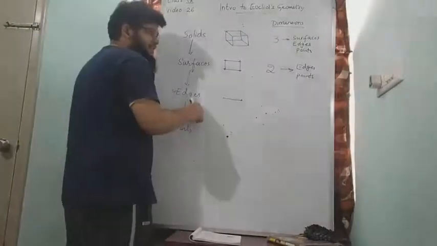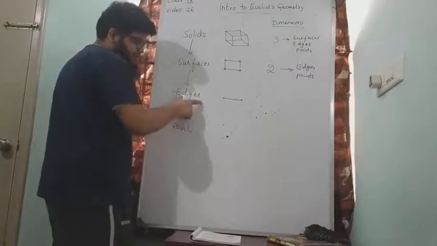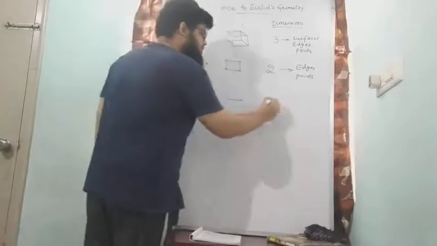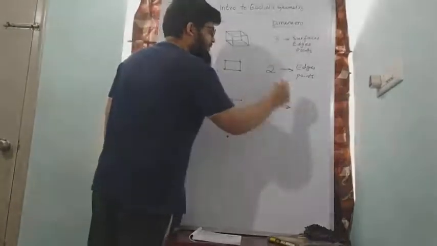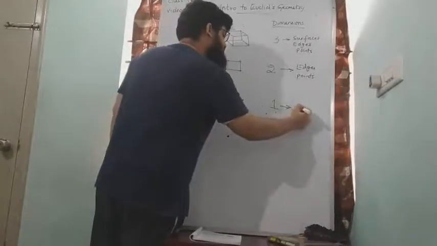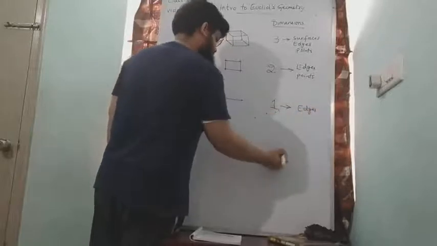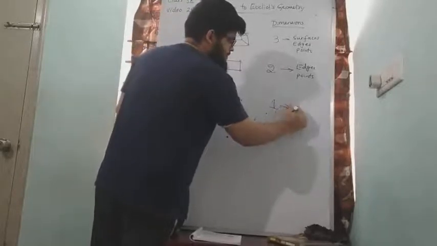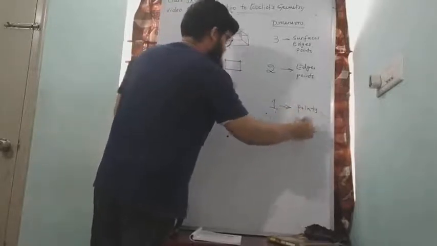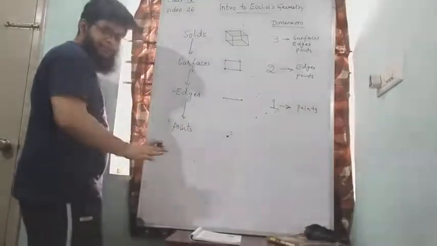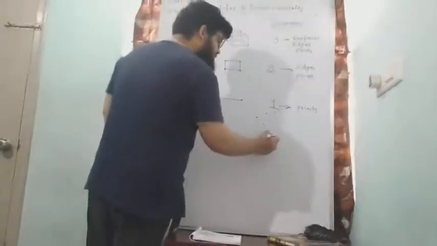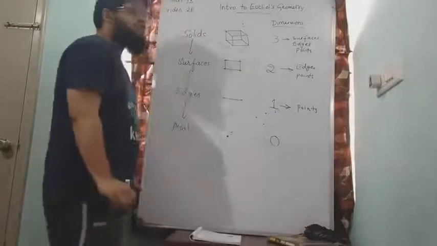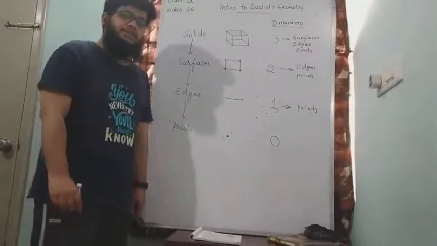Next we'll come to edges. Edges have only 1 dimension, that means edges are made up of points. Edges have 1 dimension and that dimension is only points. Lastly, points. Points are nothing. Points have no dimensions. So there are 0 dimensions or no dimensions in points.